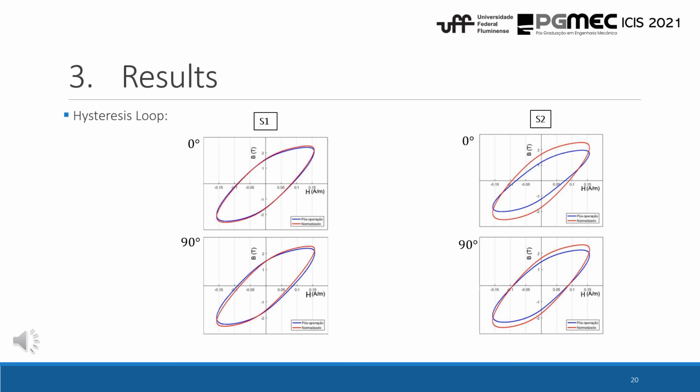There was no significant variation in the maximum field values for both surfaces, and a small variation of the coercive field was noticed in the longitudinal direction, 90 degrees, on the S1 surface, and on the normal direction on the S2 surface. However, this parameter did not show a consistent variation pattern.